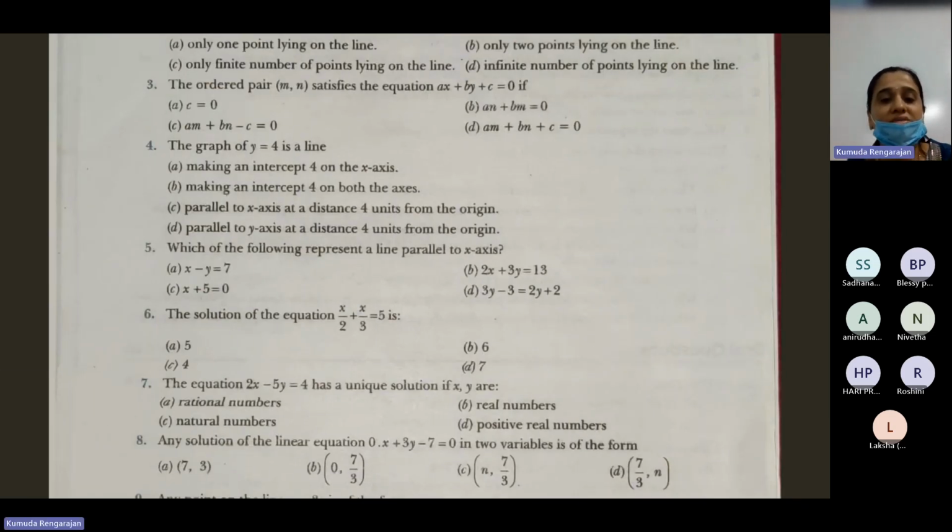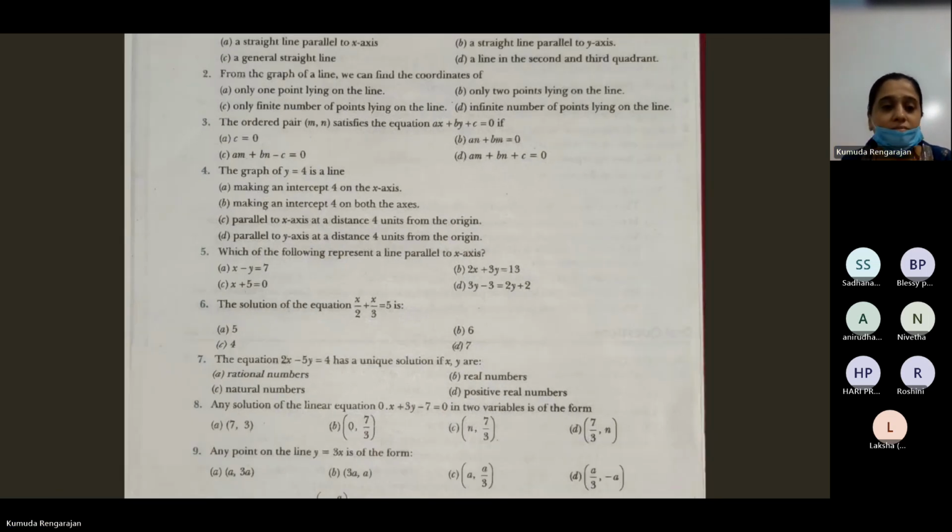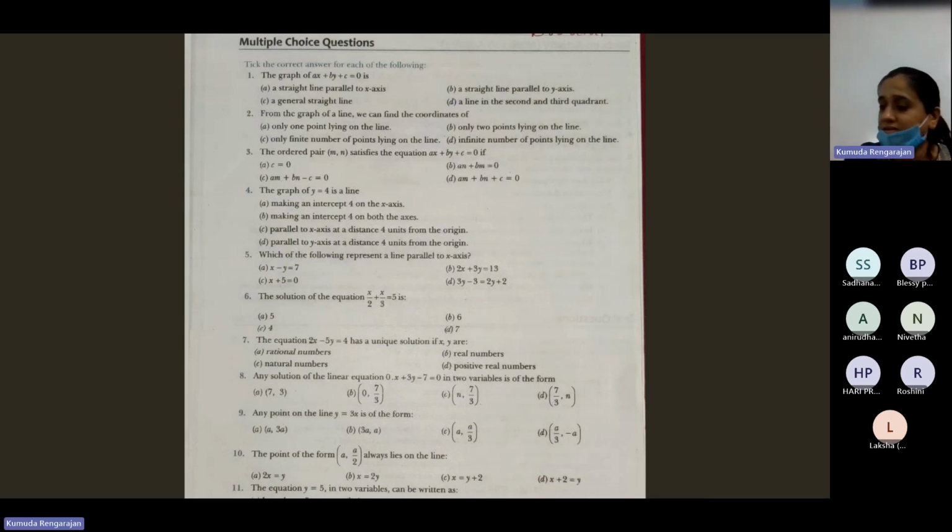Which of the following represent a line parallel to the x-axis? If it is parallel to the x-axis, it should be y is equal to some number. If it is parallel to the y-axis, it should be x is equal to some number. X is equal to some number means parallel to the y-axis. Y is equal to some number is parallel to the x-axis. So which of the following represent a line parallel to the x-axis? It should be y is equal to some number. So you have to solve it.